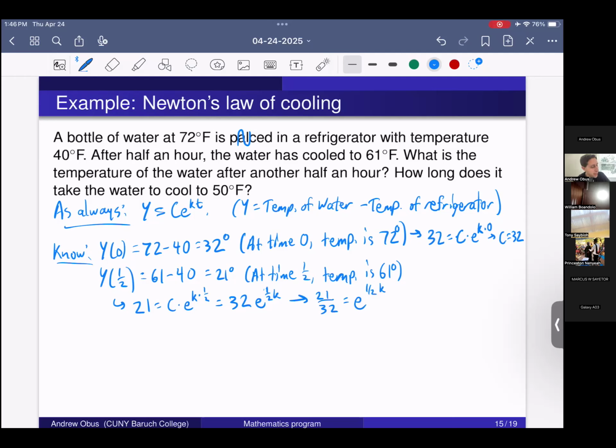And again, we take ln of both sides. So ln of 21 over 32 equals 1/2 k. And that tells us that 2 times ln of 21 over 32 equals k. And now we can use the calculator to figure this out. So 2 times ln of 21 divided by 32, k is going to be equal to minus 0.8424.